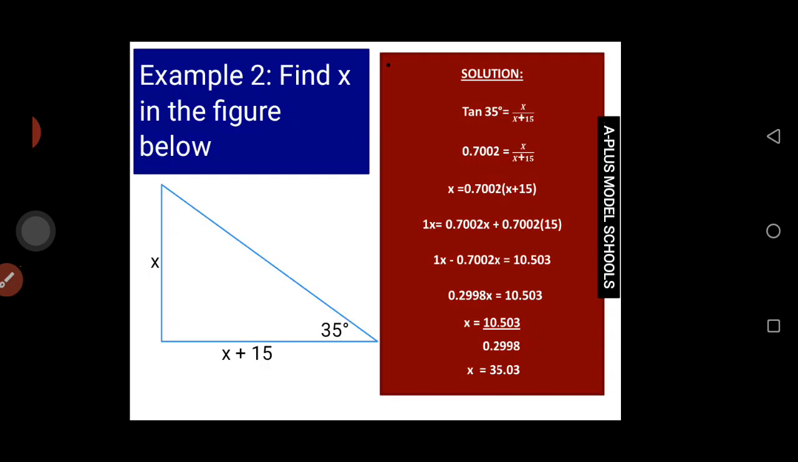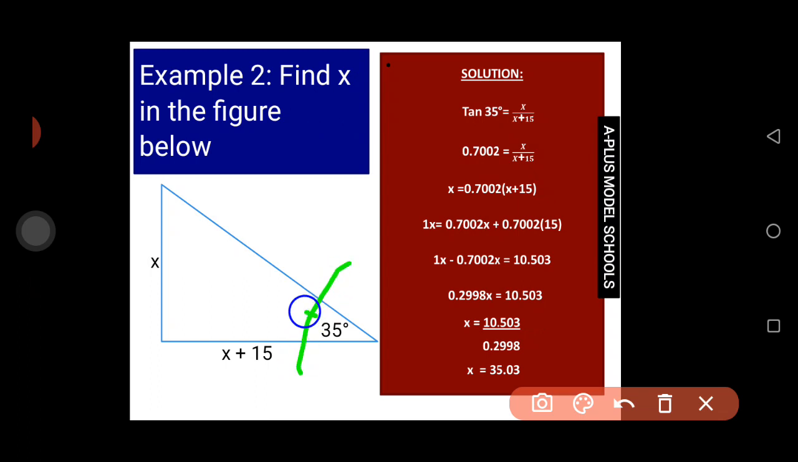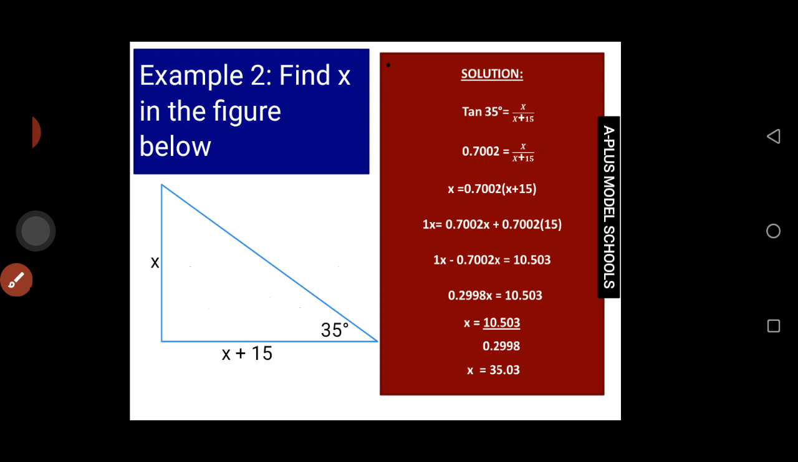Now, example 2. Find x in the figure below. If I want to look for x, I will still follow the procedure I used in example 1, which is tan 35 degrees. How will I know that I'm going to use tan? Just look at the sides you are being given in the diagram. I'm given angle 35 degrees, the opposite of it, and the adjacent side of it, which is x plus 15. So that is why I'm using tan 35 degrees, which is opposite x over adjacent x plus 15.